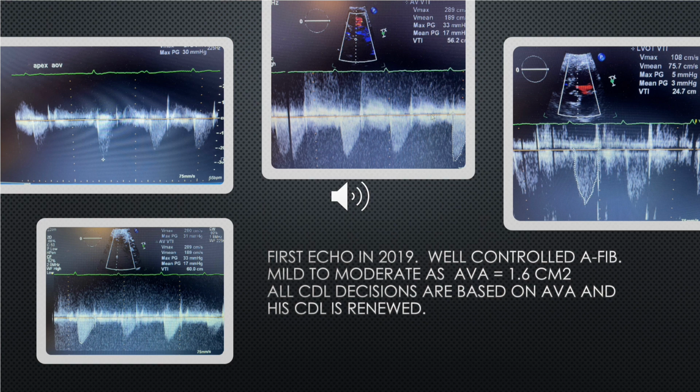To do that, you have to have a CDL, or commercial driver's license, and that requires an aortic valve area, here in my state, of greater than 1.0 centimeters squared. So in 2019, his valve area comes out to 1.6 centimeters squared. He's in atrial fib, but it's at a very controlled rate, and really he's performing very well.